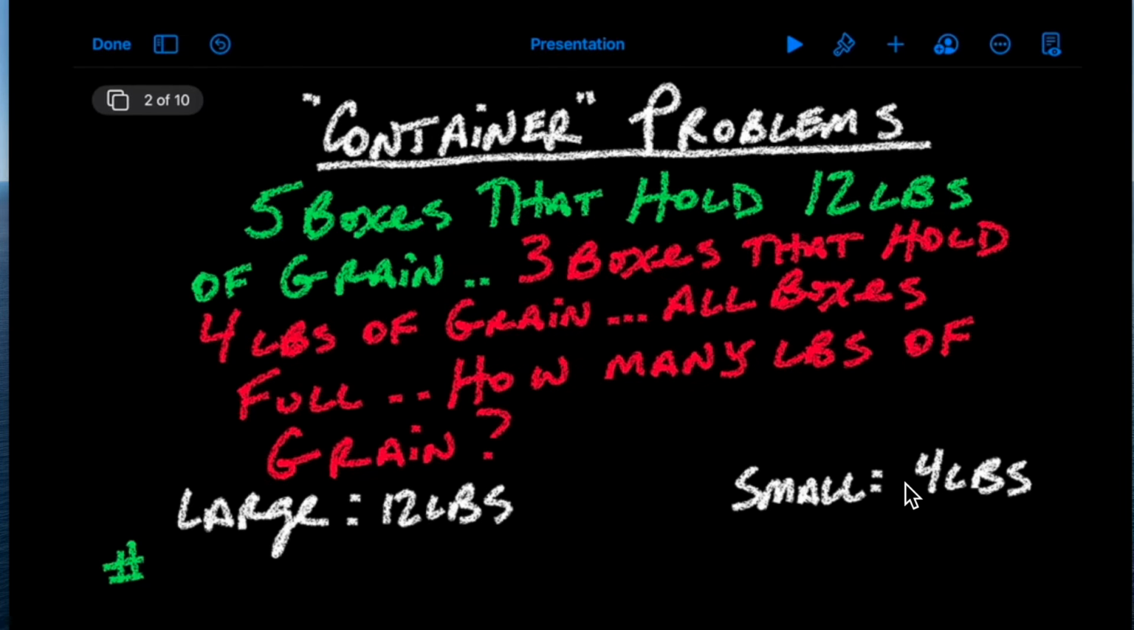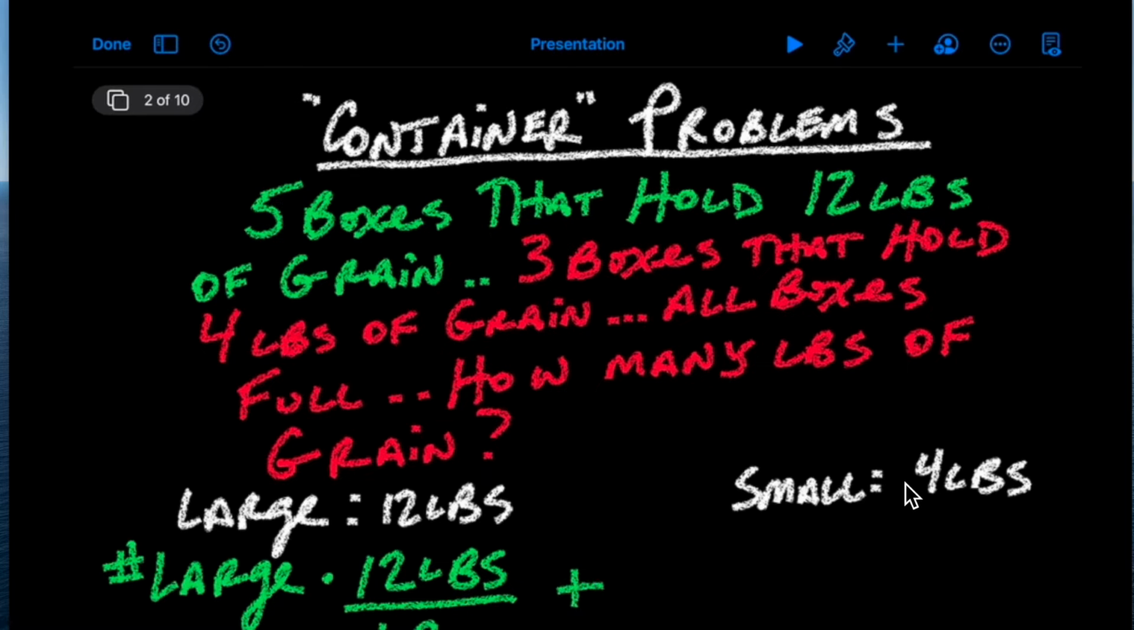Okay, so let me write that out formally. So the number of large boxes times 12 pounds per one box plus the number of small times 4 pounds per box.